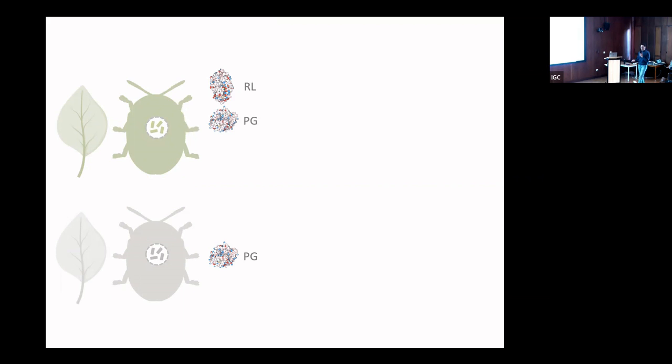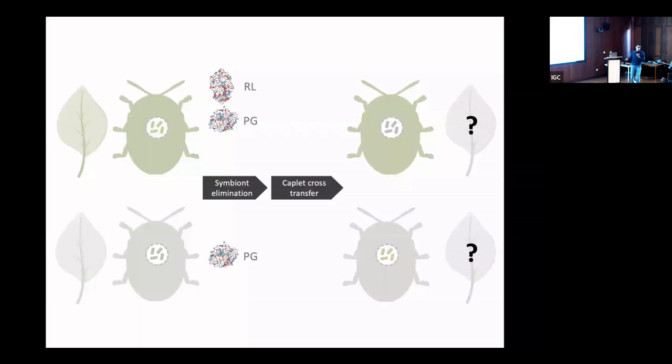And she's capitalizing on two aspects of the system. The fact that you could generate symbiont-free individuals without using antibiotics. And the other is that the symbiont is transmitted vertically through a caplet. And the idea is that she wanted to exchange these caplets, introduce a symbiont into a new host, and see how that new host approaches its host plant.